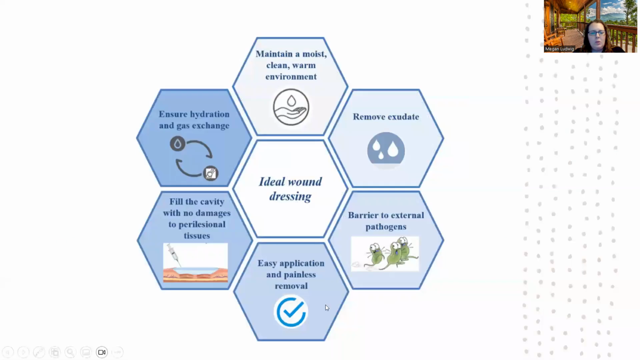So what should the ideal dressing look like? What's our goal here? You want to make sure it's clean. You want to keep it clean. Obviously, you don't want to cause more infection or any issues for the patient. You want it to be moist, but not so moist that it doesn't heal. So there's a fine line there. It removes exudate. Exudate just means things that are draining out of it. Okay. So maybe it has some sort of absorbent material. A barrier for pathogens. You don't want anything to get in it that could infect it.